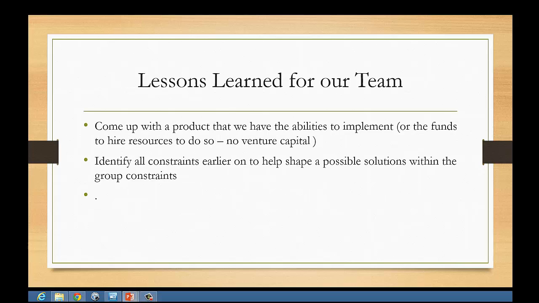Lesson learned from our team: come up with a product that we have the abilities to implement right from the get-go. We all thought that we had this, but in the end we really didn't. Another alternative is have group members who have the funds to hire resources to do so. We didn't have any venture capital, so it's kind of difficult to do this. But perhaps if we were looking to do this professionally, we would look to get some funding sources. Another thing we learned was that we should identify all of our constraints earlier on, and maybe we would have decided that this was not the model we wanted to go down.